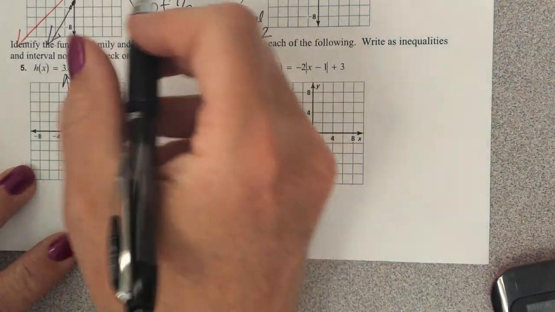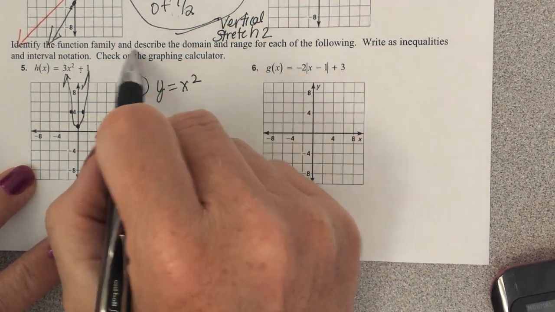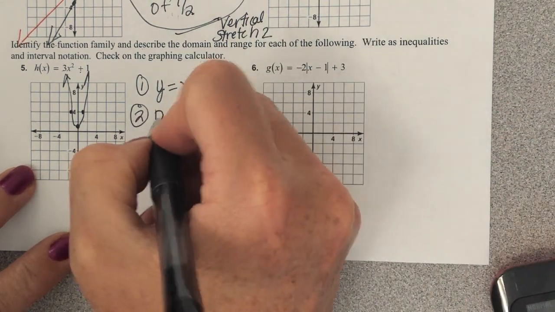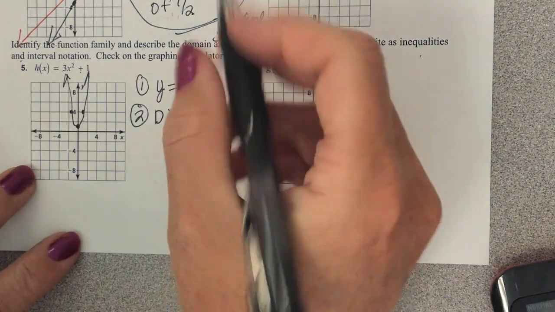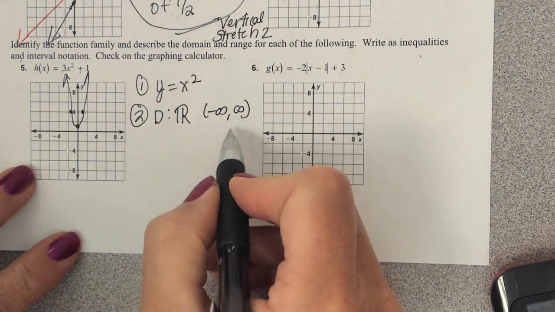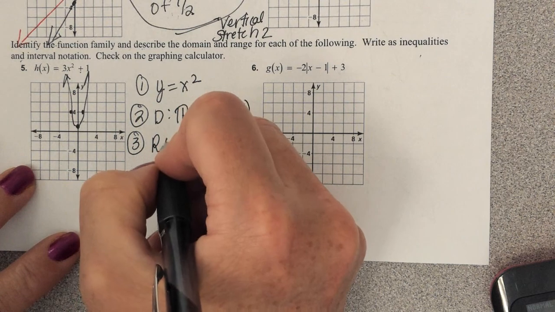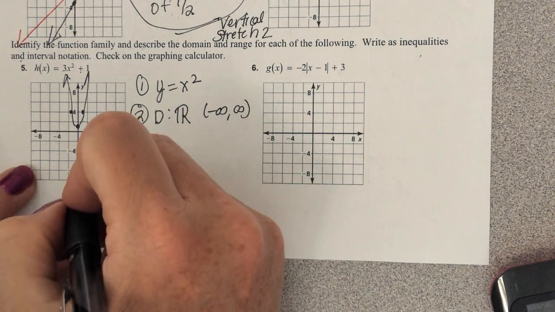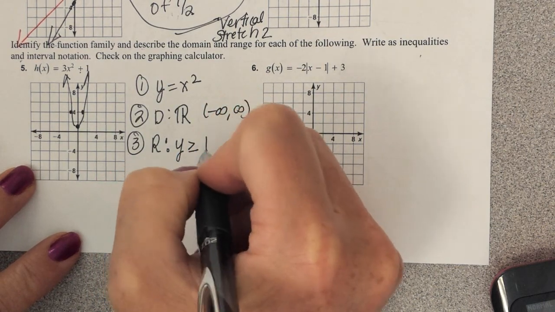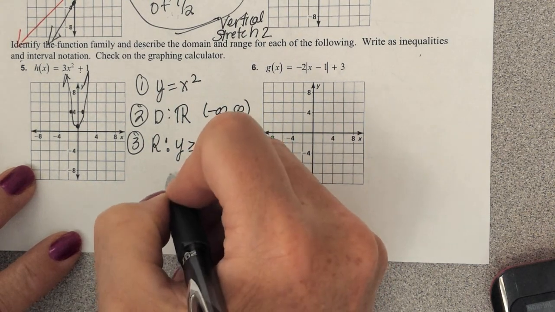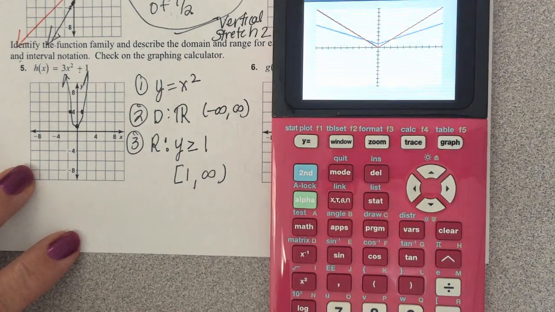Okay, so identify the function family. The function family is going to be y equals x squared. Describe the domain and range. So the domain is going to be all real numbers. Interval notation, it would be -infinity to infinity. That means everything. And then the third thing is to find the range. And the range is going to be what's our lowest value for y. So it's going to be y is greater than or equal to 1 as an inequality, or it can be 1 to infinity also.